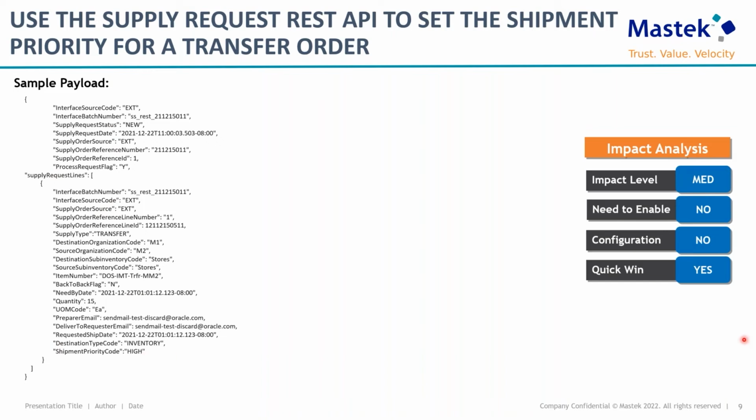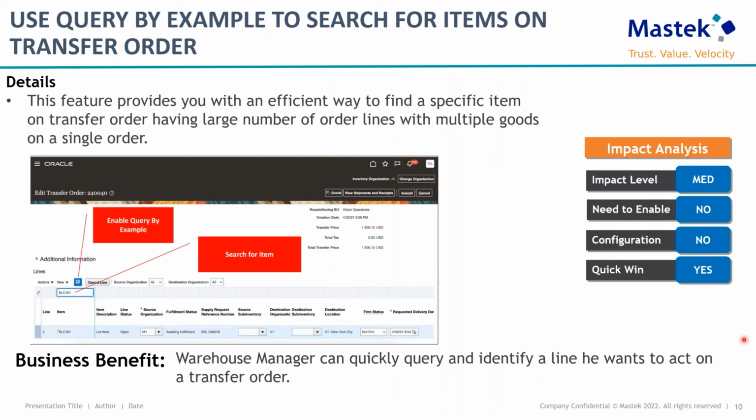Going next, the next update is use query by example to search for items on transfer orders. This is a simple yet very efficient feature where the user can now query on a transfer order line for a specific item. Often we have seen businesses having 20, 30, or even more lines on a transfer order, and it becomes a task for a warehouse manager to find a particular item on a line and take possible actions. This feature, as shown in the screenshot here, provides a provision of querying one line out of the pool, which means easy access and saving time and effort in doing a transaction.